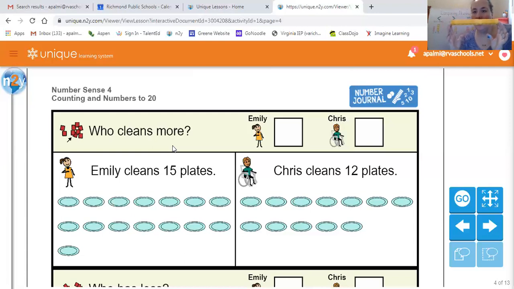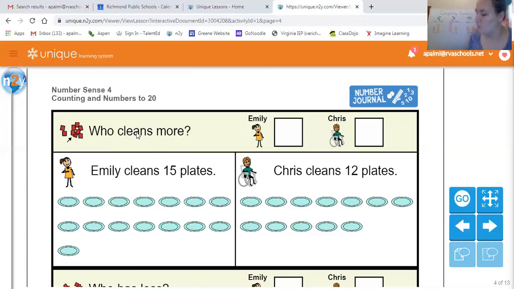All right, let's see if I can make that stay together. And here is our tower of blocks for Chris. He is our yellow. We have 12 blocks for Chris. So I need to figure out how to answer my question. Now my question says, who cleans more? Okay, who cleans more? So I'm going to put my numbers on my whiteboard so I can help myself remember. Emily has 15. So I'm going to put 15 on this side. Oops. And then Chris has how many?